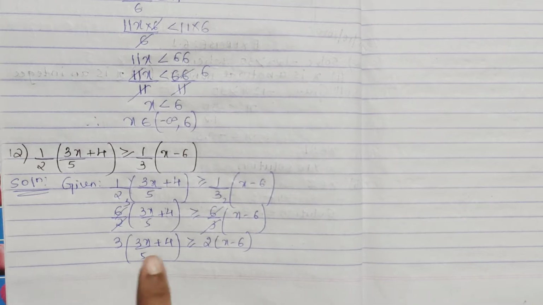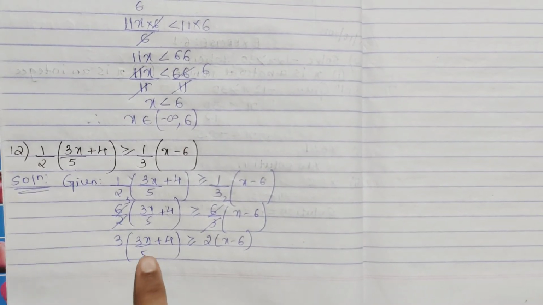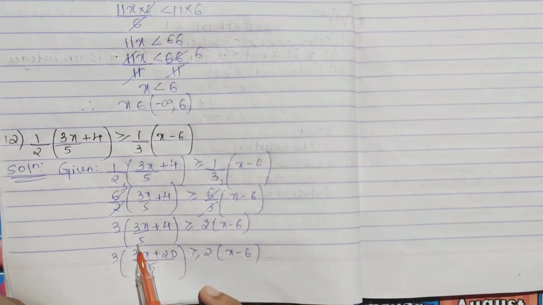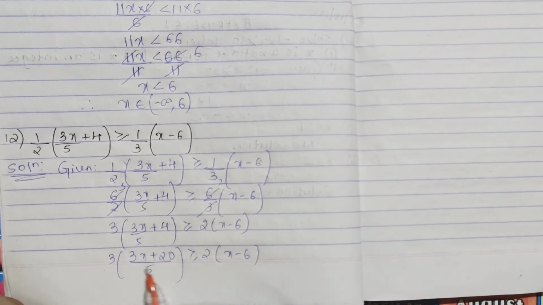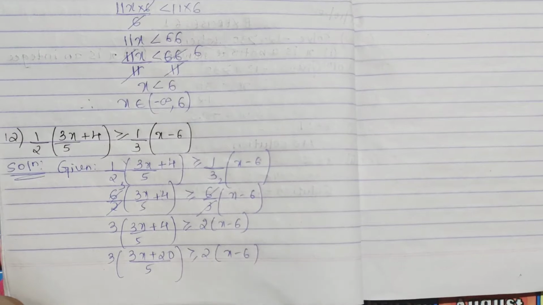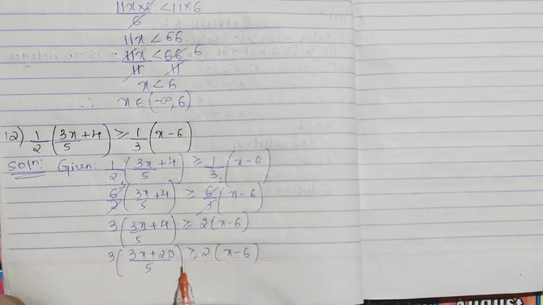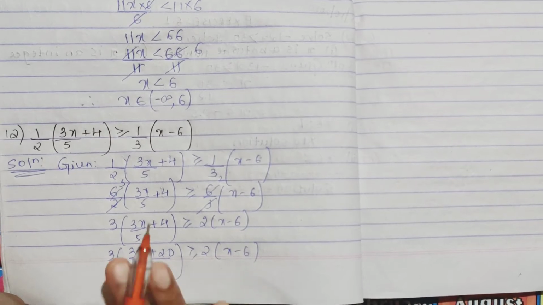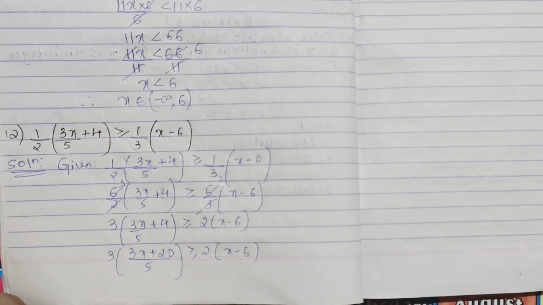Now what will we do? We will take our LCM. First take this LCM: 3 into (3x plus 20) by 5 greater than or equal to 2 into (x minus 6). Now what do you have to do? Multiply both sides by 5. Why 5? Because this 5 gets cancelled.